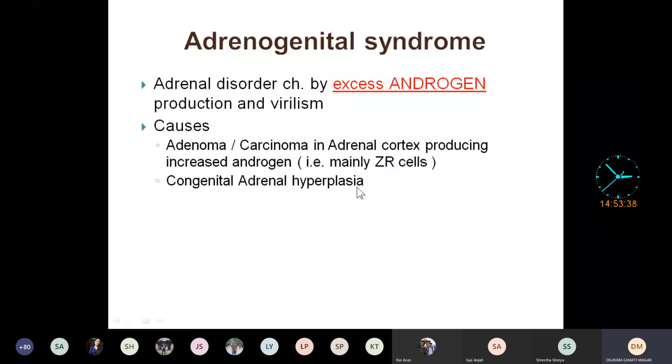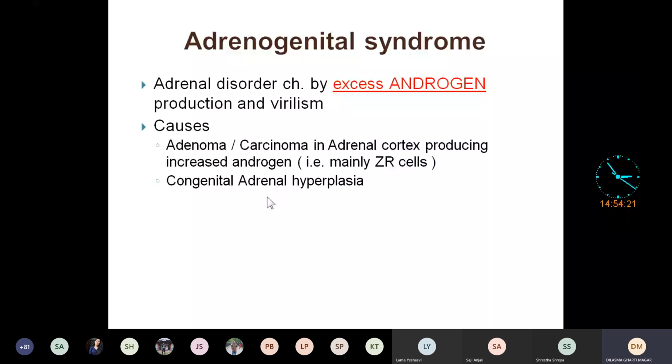Okay. So I'll repeat the slide once again. There is an adrenal disorder which shows excess androgen hormones, and then it leads to virilism. Causes for this are adenoma and carcinoma in the adrenal cortex. To cause adrenogenital syndrome, the tumor has to arise from the zona reticularis cells. So the zona reticularis cells produce the androgen, isn't it? Another cause for adrenogenital syndrome is congenital adrenal hyperplasia. So it may be the congenital one, it may be there from childbirth only.